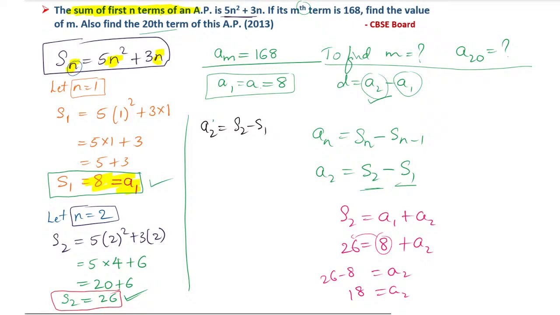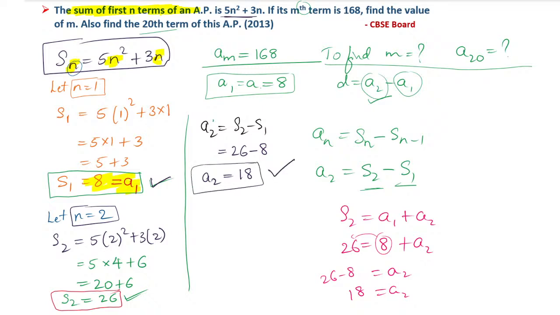Same thing we will do here. So S2 value is 26, S1 value is 8. Subtract them and you will get the A2 value as 18. Same answer. Any one method you can follow, this method or this method. Any one method you follow and both will be the correct answer. S2 is equal to A1, the first term, plus the second term. And S2 value we know, already got it, 26.